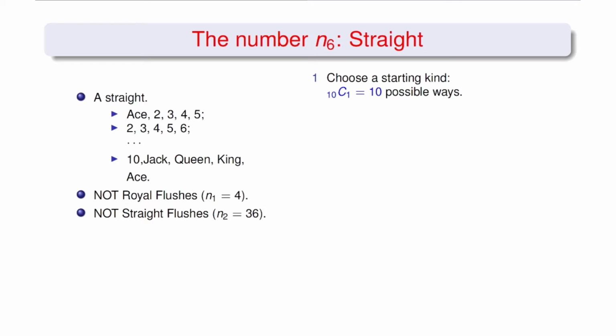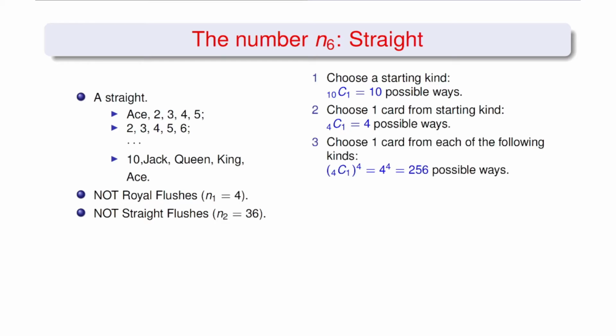So next, we're going to choose one card from the starting kind. Okay, so choose one card from the starting kind. That's 4 choose 1. That's 4 possible ways. And similarly, we're going to choose one card from each of the following kinds. So for each of them is 4 choose 1. So 4 choose 1 to the power 4. That's 256 possible ways.